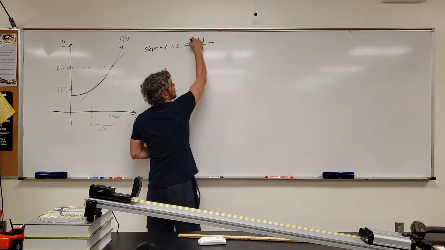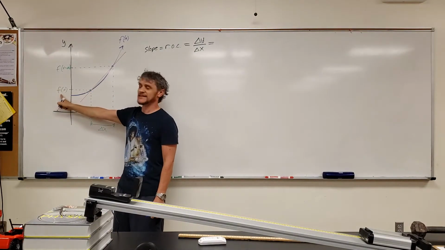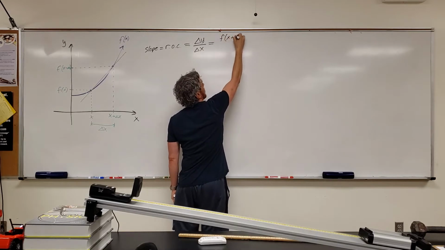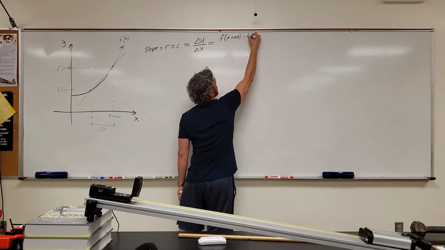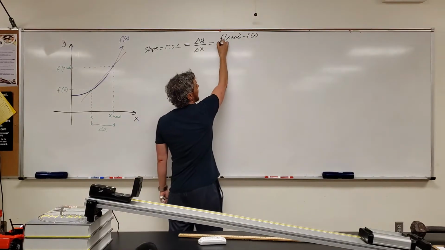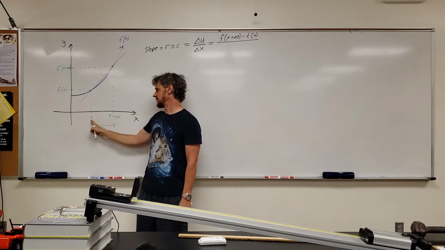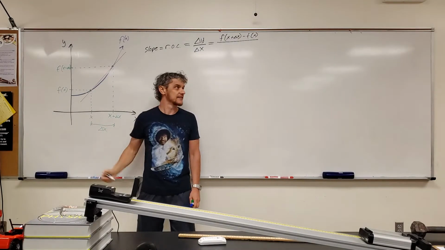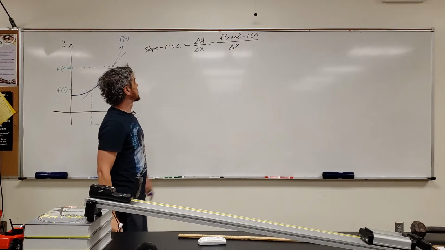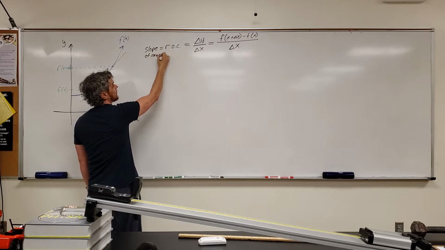Well, my delta y in this case would be f of x plus delta x minus f of x. That is just my change in y. And then divided by my change in x. Well, I don't need to do x plus delta x minus x because that's just going to give me delta x. And so in the denominator, I'm going to have delta x. So this would be the slope, again, of the secant line.